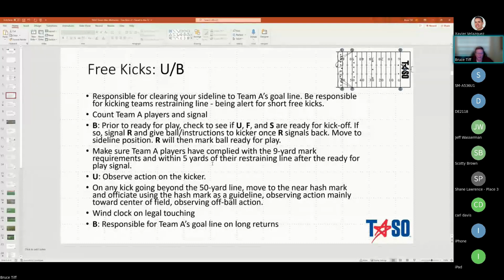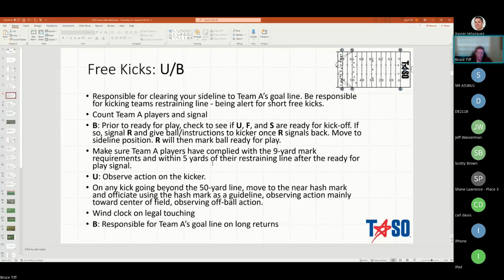And the farthest back a Team A player can be, other than the kicker, is having a foot 5 yards behind the kicking team restraining line on that nearest line. They can't have just their hands on it and their feet farther back. They have to actually have at least one foot on that line. They can be anywhere in between, but the farthest back they can be would be to have that foot on the line.